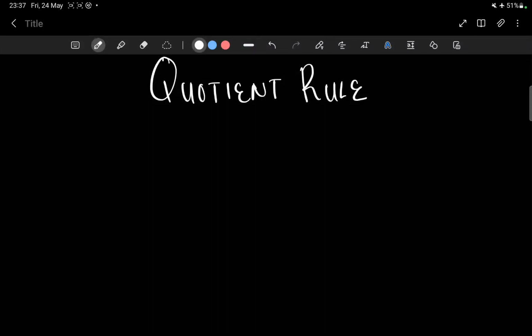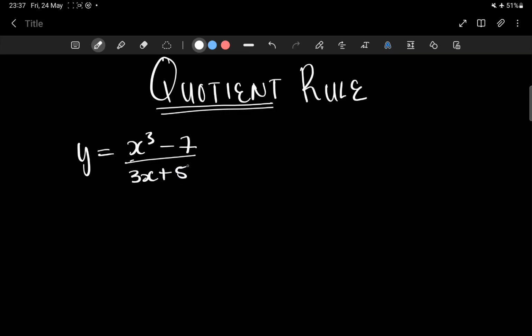Okay, now we see the quotient rule, which is the fourth rule. Only four. What do you do with the quotient rule? When you hear or see the word quotient, it means we are dividing. We saw multiplying on the product rule, right? So you'll have an example like y is equal to x cubed minus 7 all over 3x plus 5. These two things are dividing one another.